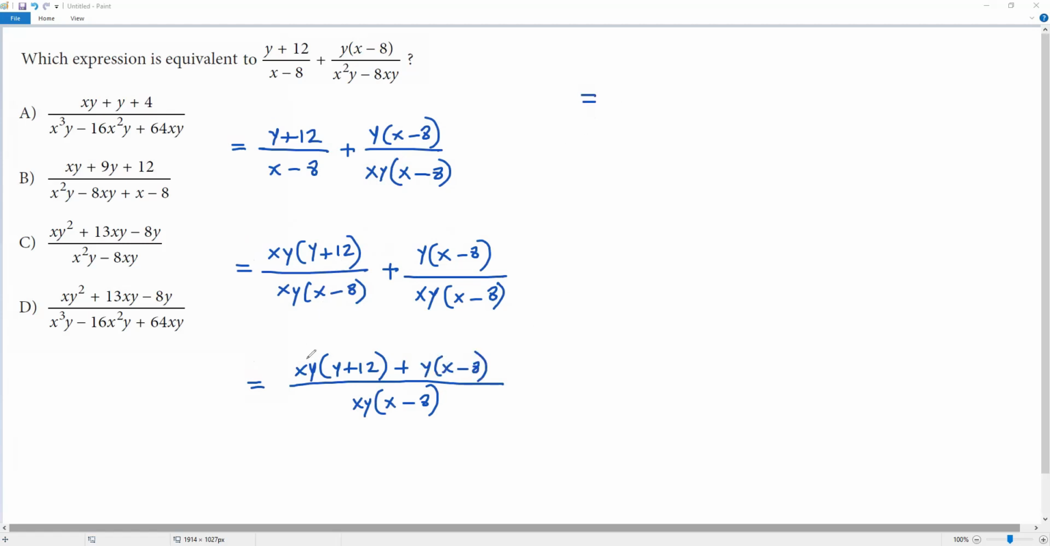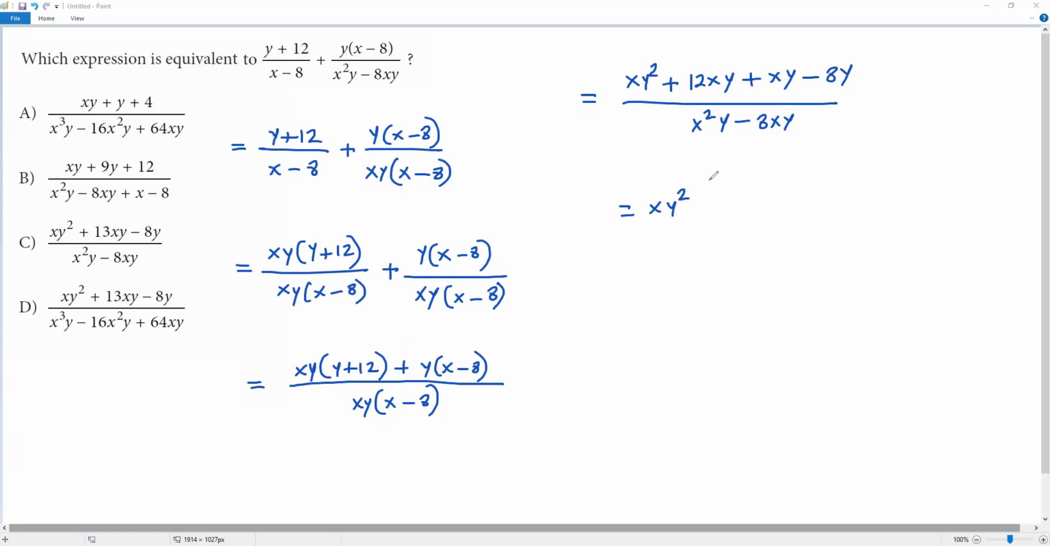Okay, now we can distribute this xy to this y and positive 12. Then we get xy square positive 12xy. We can distribute this positive y to this x and negative 8. Then I am getting positive yx, or it can be written as xy, negative 8y. In denominator, we can distribute this xy to this x and negative 8. Then I am getting x square y negative 8xy.